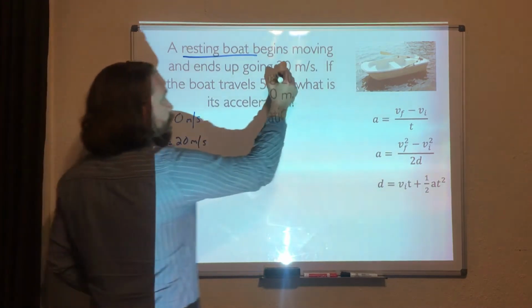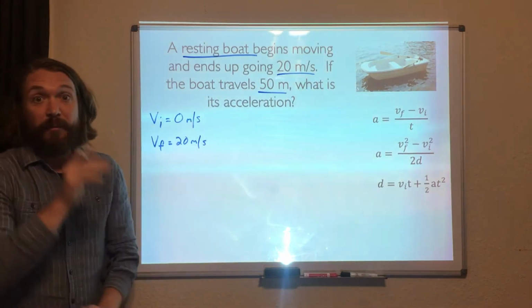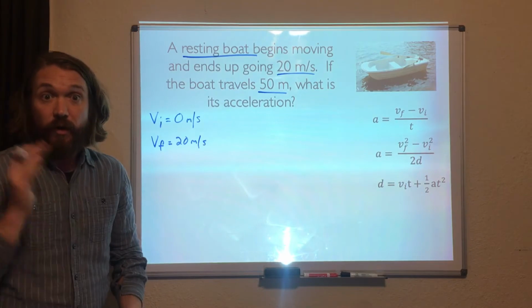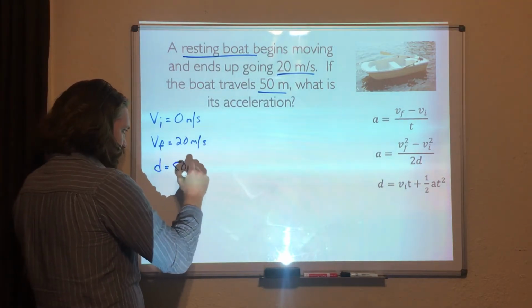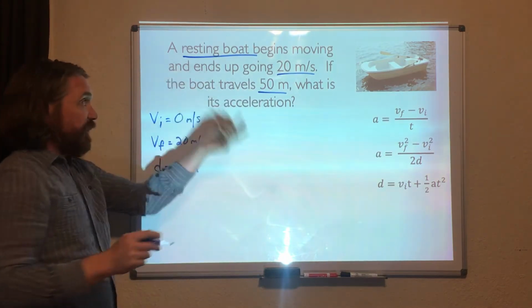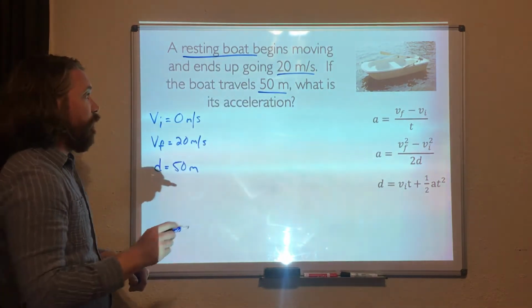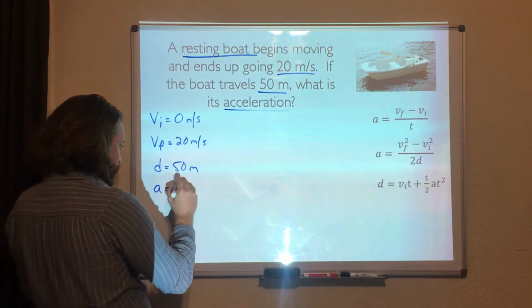Okay? Boom. If the boat travels 50 meters, all right, remember from last class, meters always measures, you got it, distance. And last but not least, this is everything we're given. Now we need to figure out what we're looking for. Well, that's easy. It says, what is its acceleration?